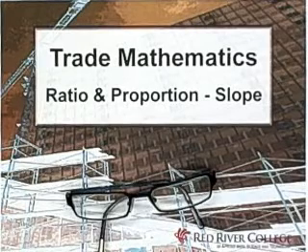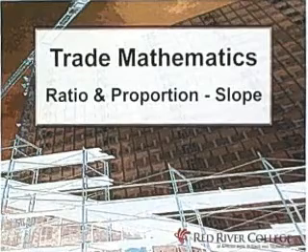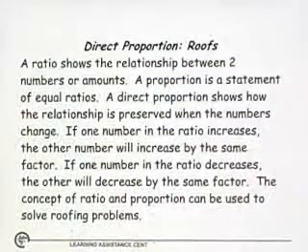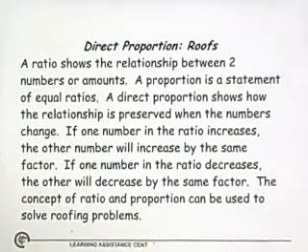We're going to talk today about ratio and proportion as it pertains to slope. Direct proportion can be used to solve problems to do with roofing. As you'll recall, a ratio shows the relationship between two numbers or amounts. A proportion is a statement of equal ratios. A direct proportion shows how the relationship is preserved when the numbers change. So if one number in the ratio increases, the other number will increase by the same factor. If one number in the ratio decreases, the other will decrease by the same factor. The concept of ratio and proportion can be used to solve roofing problems.